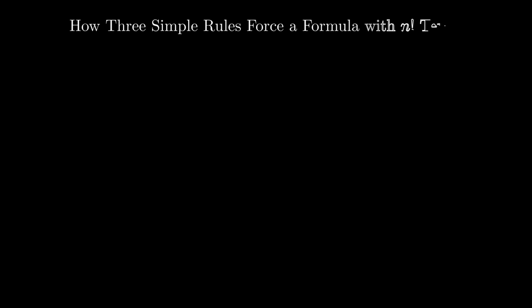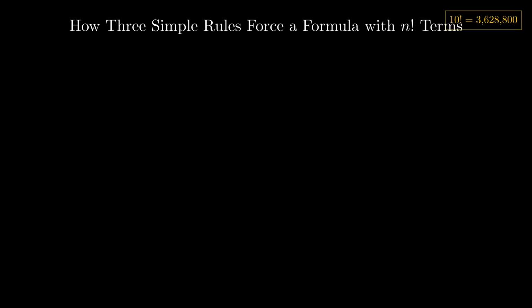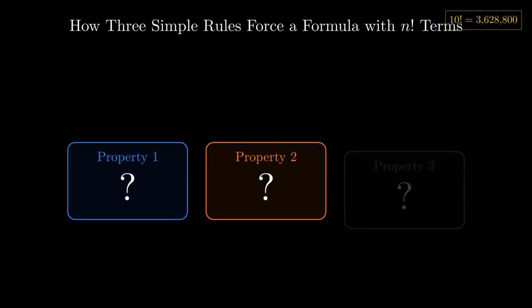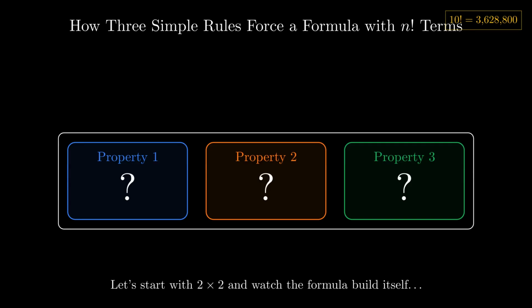The determinant of a 10 by 10 matrix is a sum of over 3 million terms. 10 factorial equals 3,628,800. But every single one of those terms and every plus or minus sign in front of it is forced into existence by just 3 rules. No guesswork, no arbitrary choices, pure logical consequence. Let's start with 2 by 2 and watch the formula build itself.